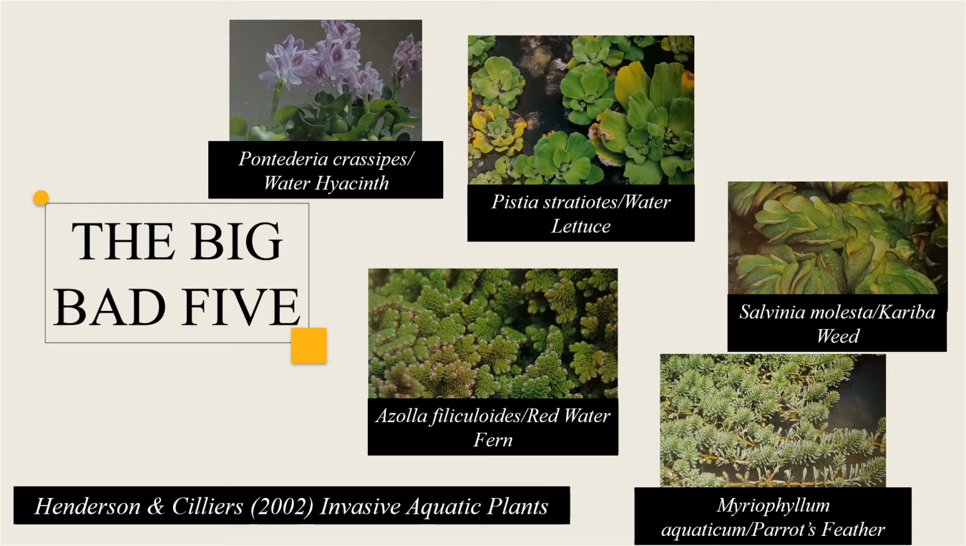These are all perennial, free-floating, mat-forming species, with the exception of parrot's feather, which is considered a submerged, emergent plant with floating leaves. These plants all spread rapidly by vegetative reproduction, while the water hyacinth and water lettuce also produce long-lived seeds in addition to the vegetative reproduction, which perhaps explains their success as invaders.